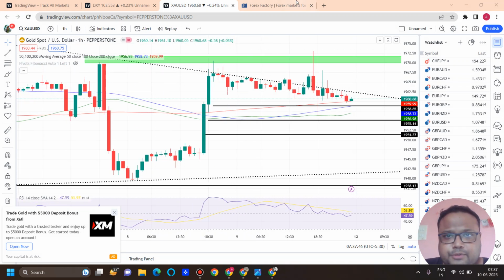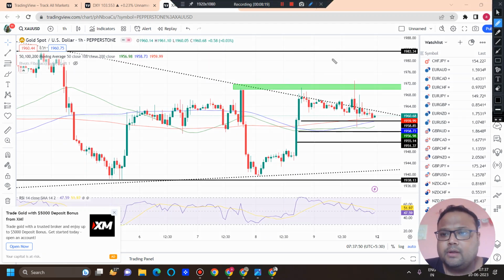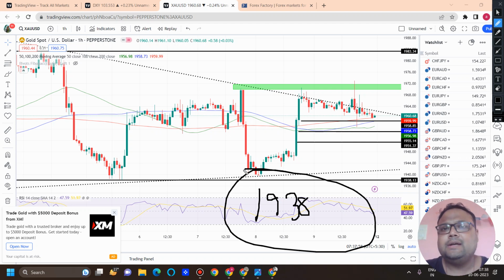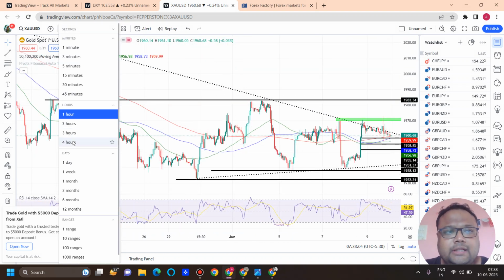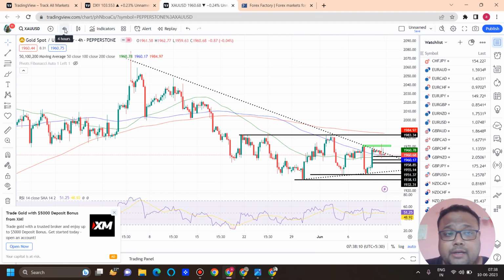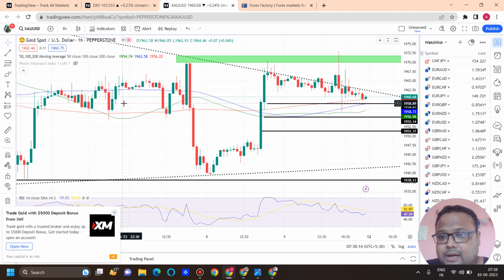And if the market drops, the best support is around 1938, 1937. This whole level is a support zone for the market, because as you can see, gold is right now trading inside a range here. So as a result, we are considering 1938 to be the best, immediate support for the market.